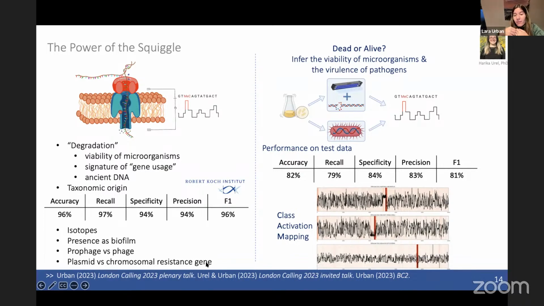So for all of those things, we can test if we actually find differences in squiggle data, train models if we have clean training data, and actually see if we can leverage this information in addition for really saying something about the functional consequences of the microbial communities we are measuring.